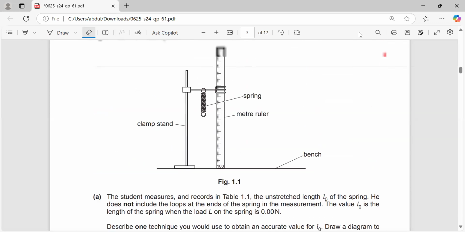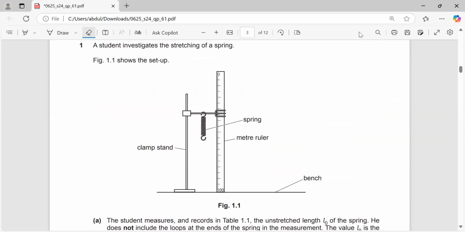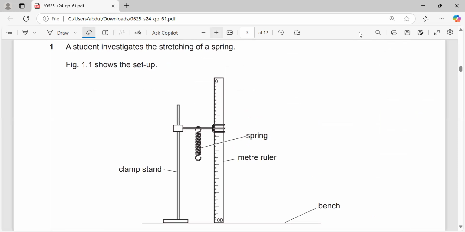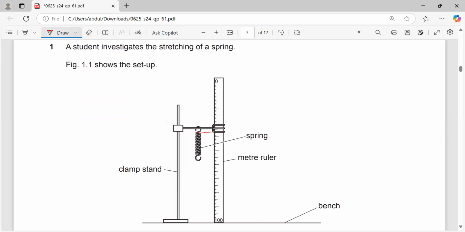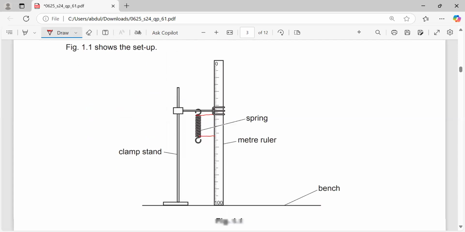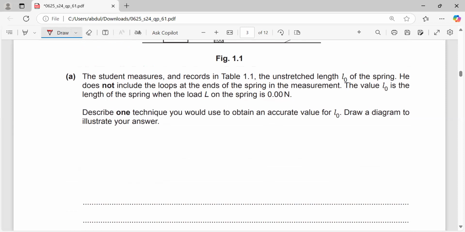What do we mean by saying loops? If you ask me more technically, the length measured is from this point to this point, like this. So the hooks are not included in the length measurements. Describe one technique you would use to obtain an accurate value for L0, the original length. Draw a diagram to illustrate your answer. So you need a diagram also to illustrate your answer.